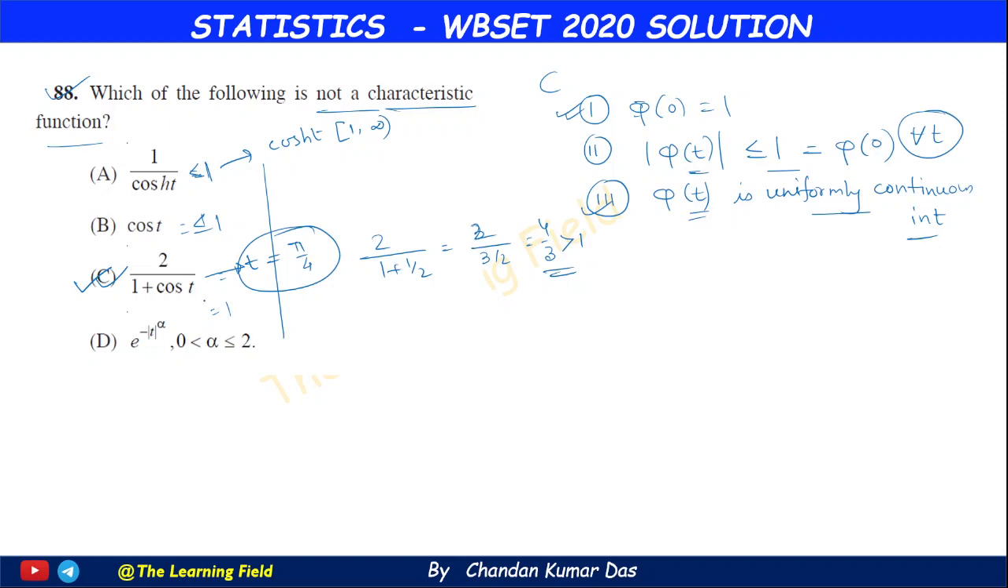Now if we take t equal to pi, then cos pi is equal to minus 1, and this gives 2 by 1 minus 1. This does not exist. Okay, this function has no existence at t equal to pi. Therefore this is not uniformly continuous at that point, which means we can also conclude by this property. So here option C is not the characteristic function. Okay, I think this is understandable.